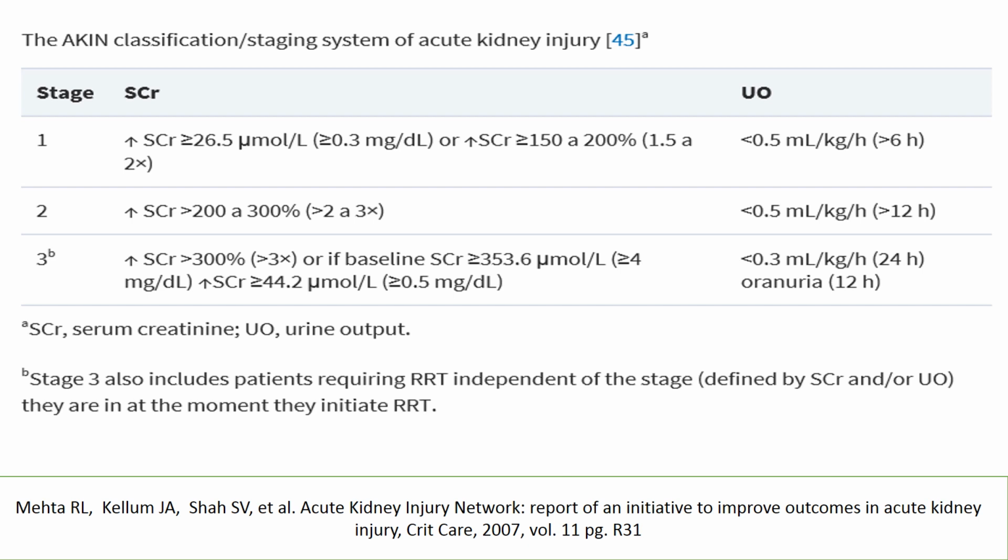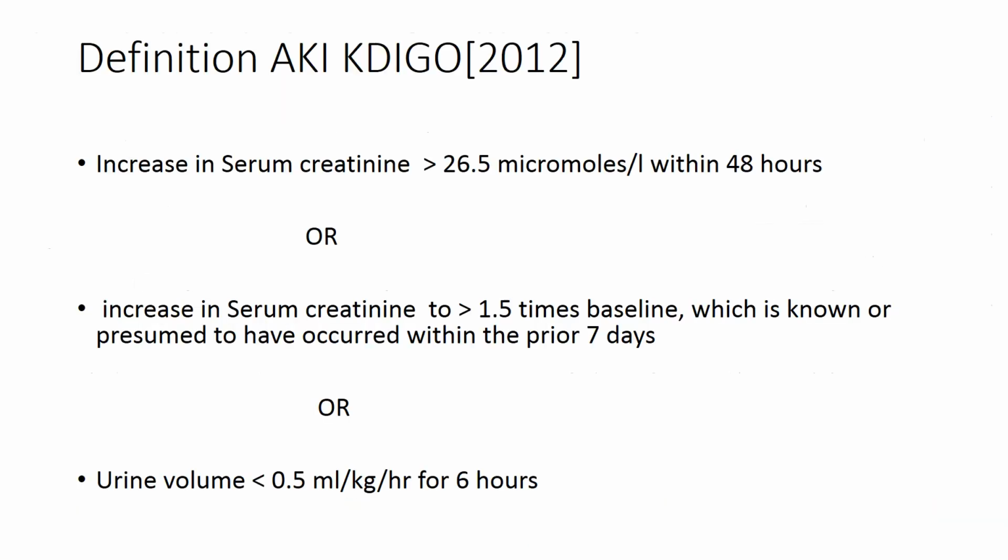In addition, they looked at the last 2 stages in the RIFLE criteria as being outcome measures rather than staging of the severity of acute kidney injury. So they removed the last 2 stages, and so for the AKIN criteria they had 3 stages. And then finally the KDIGO criteria, which I'm about to show.